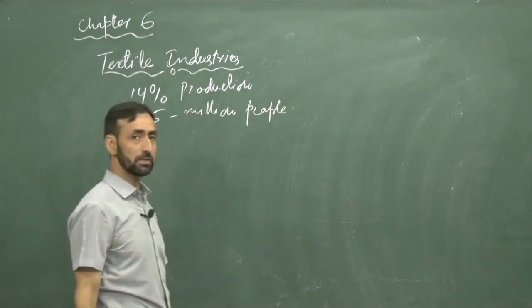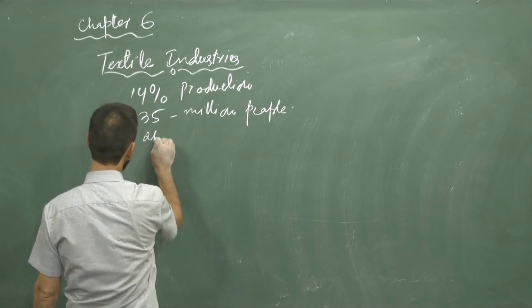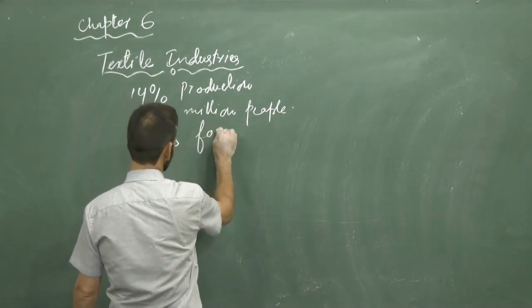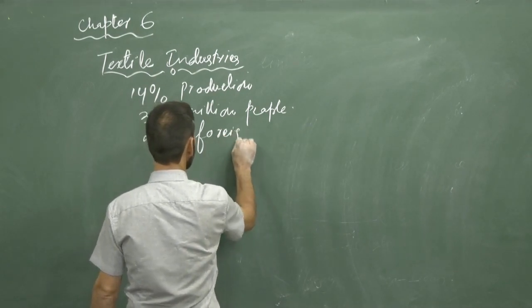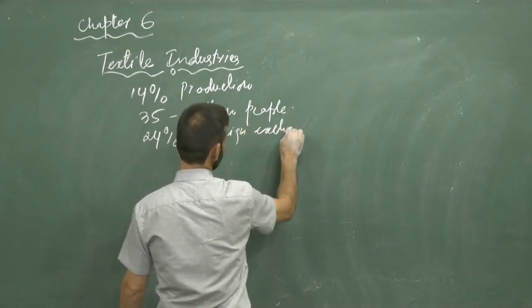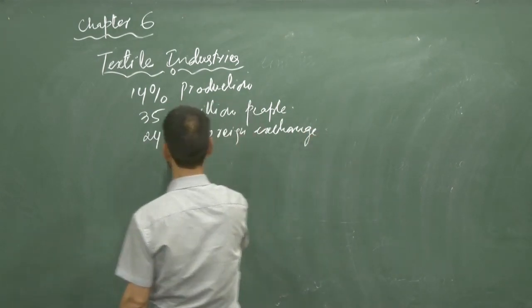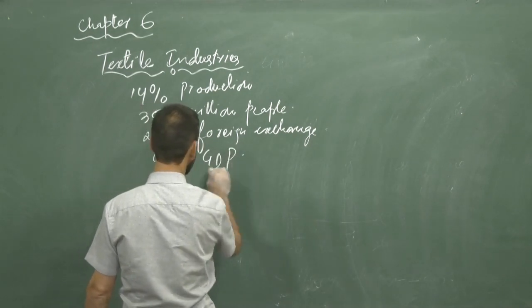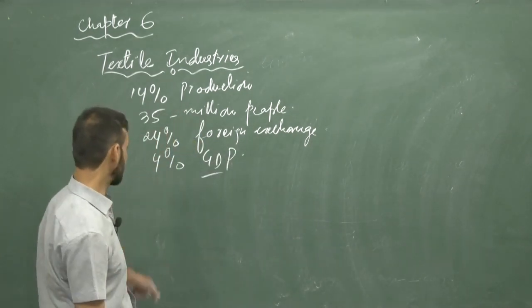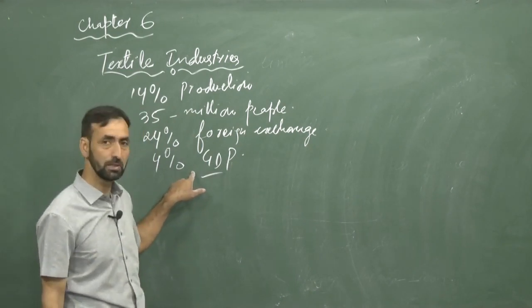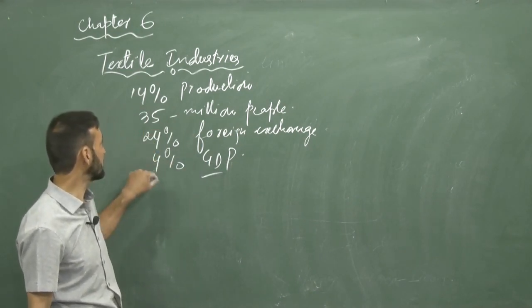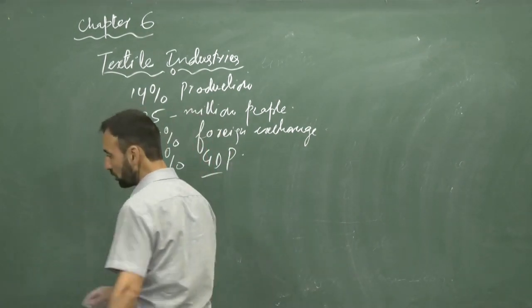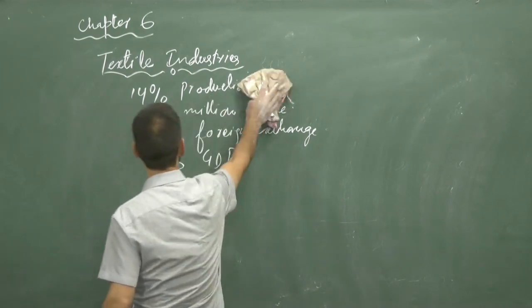This textile industry has contributed 24% to foreign exchange, and there is 4% GDP, which is the annual income of this textile industry. These were some points related to this textile industry. Now we will go one by one according to the classification.